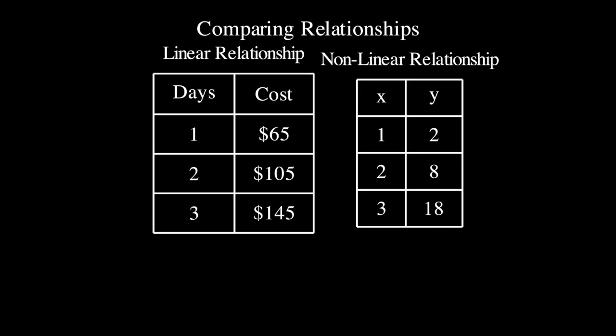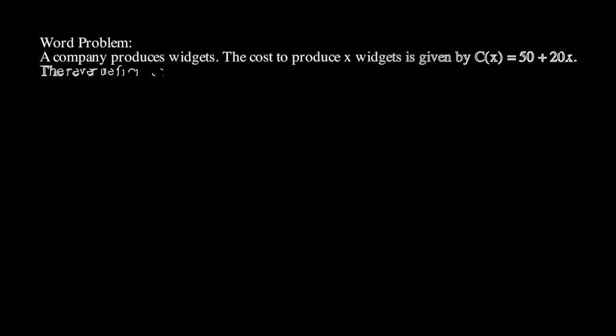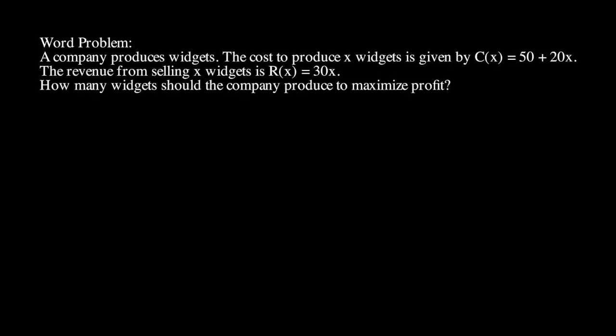Meanwhile, the table on the right is a nonlinear relationship, as there is no clear common difference, jumping from 2 to 8 to 18 without any linear pattern. Here's another problem to consider. A company manufactures widgets. The cost to produce x widgets is represented by the function C of x equals 50 plus 20x. The revenue from selling x widgets is R of x equals 30x. Our goal is to determine the number of widgets the company should produce to maximize profit.